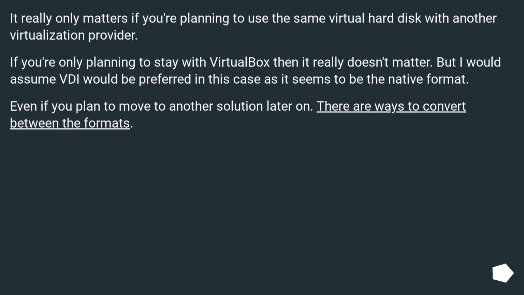It really only matters if you're planning to use the same virtual hard disk with another virtualization provider. If you're only planning to stay with VirtualBox, then it really doesn't matter. But I would assume VDI would be preferred in this case, as it seems to be the native format. Even if you plan to move to another solution later on, there are ways to convert between the formats.